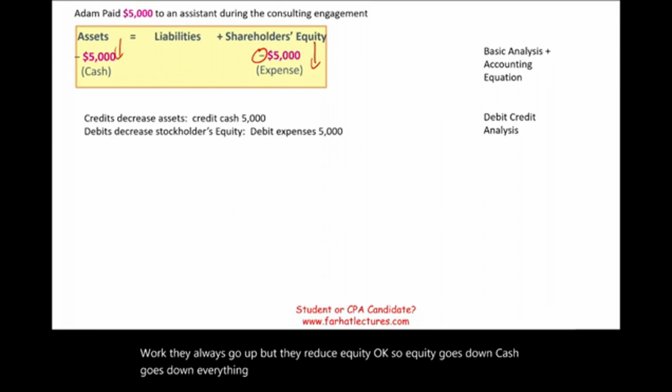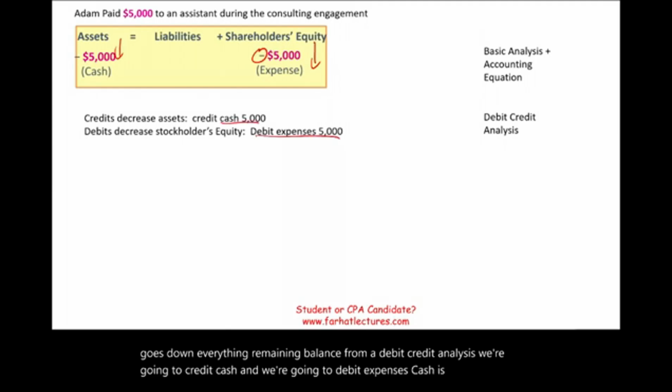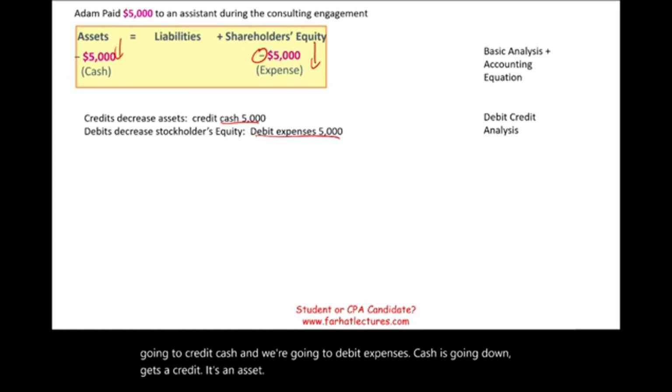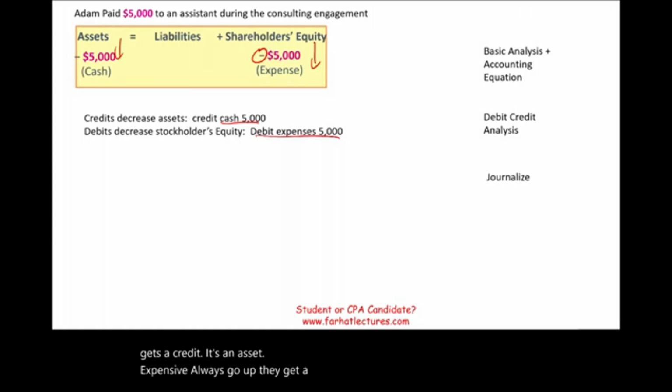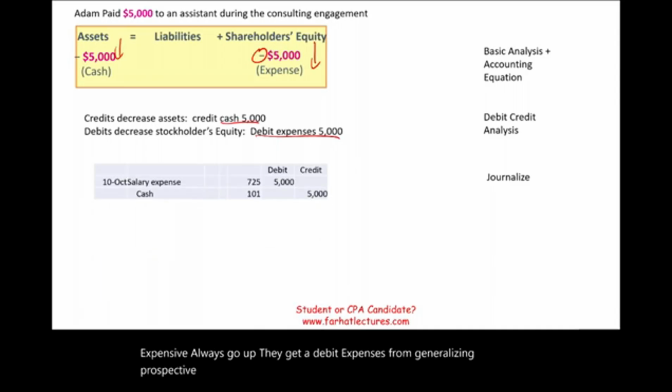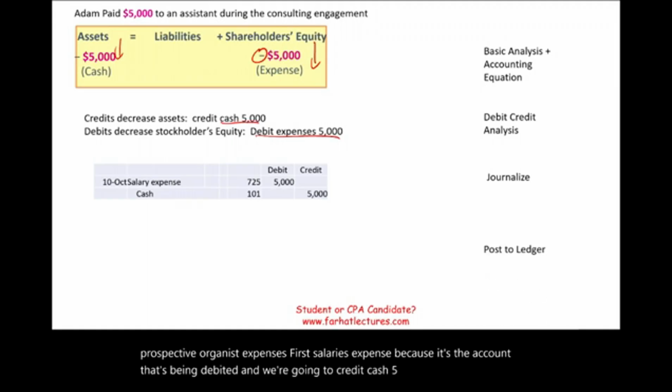From a debit credit analysis, we're going to credit cash and we're going to debit expenses. Cash is going down, gets a credit, it's an asset. Expenses always go up, they get a debit. From a journalizing perspective, we're going to list expenses first, salaries expense, because it's the account that's being debited, and we're going to credit cash $5,000. Now we're going to post to the ledger.